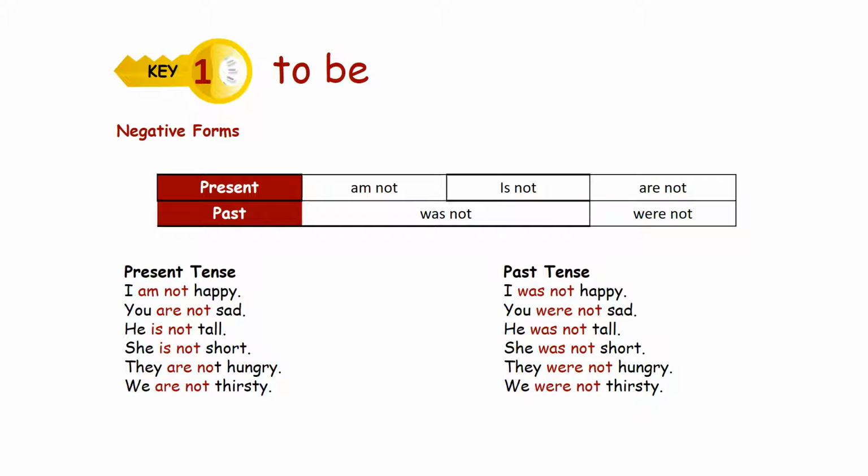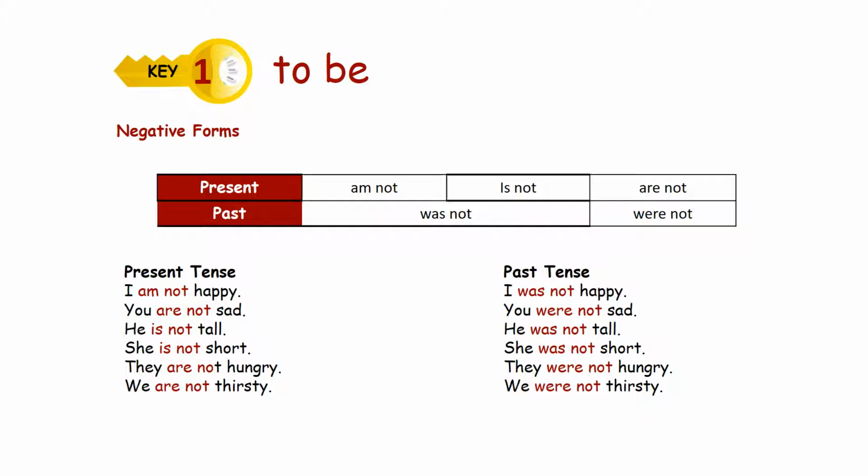Am I sad, Yelitza? You are not sad. Is he tall? No, he is not tall. Is she short? No, she is not short. Are they hungry? No, they are not hungry. Are we thirsty? No, we are not thirsty. Okay, that is the present tense.